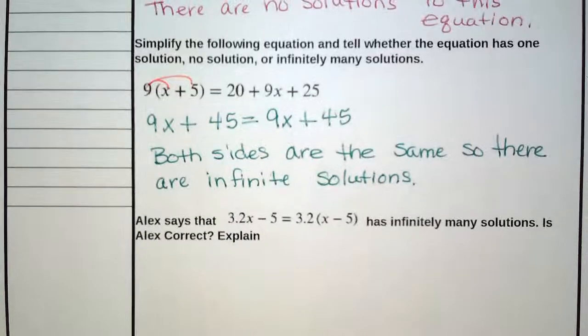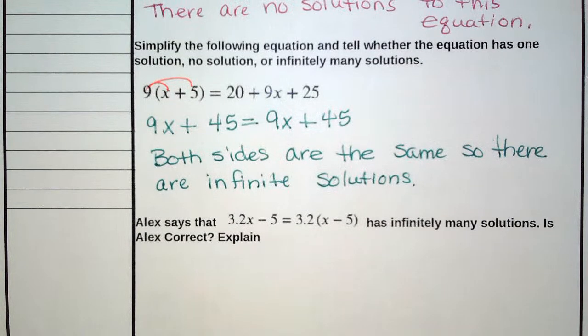Okay, I want you to pause and look at the next one and think about it. Get the idea in your head. Alex says that 3.2x plus minus 5 is equal to 3.2 times the quantity of x minus 5, and that it has infinitely many solutions. Is Alex correct? Explain. So think about it. If you can do it without doing any math, that's great. If not, make sure that you do the math.